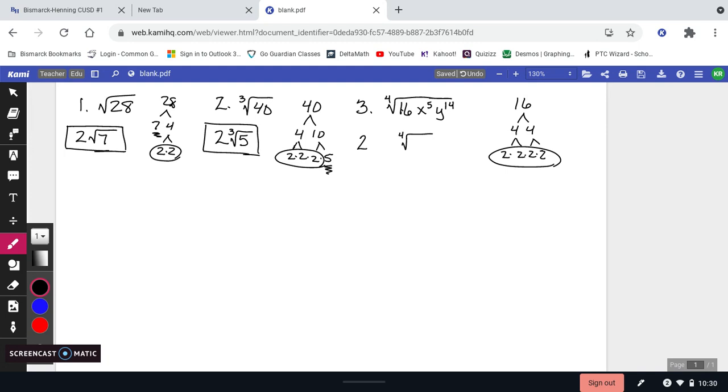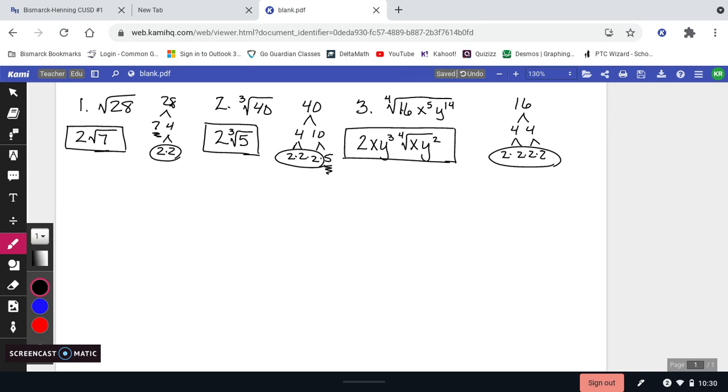Okay, now the x's, you have x to the 5th, so you need 4 of those to make a group, and then you'll have 1 x left over. Y to the 14th, we have y cubed, so that would be to the 12th, and then you would have 2 y's left over. So there's your simplified version.